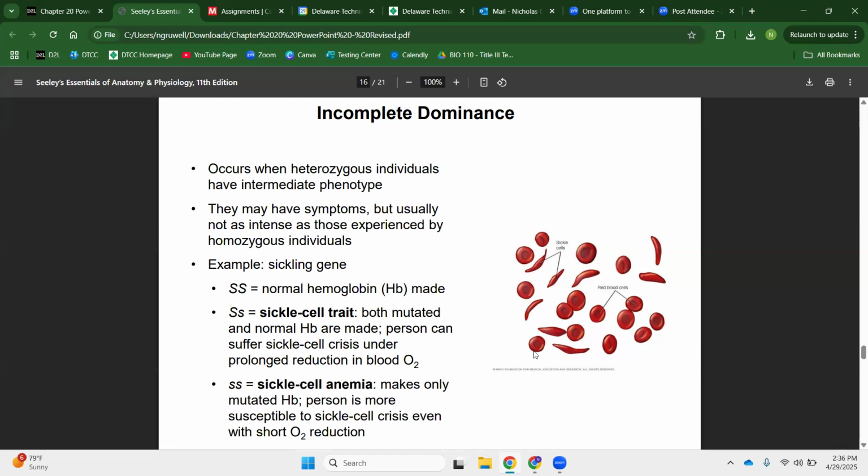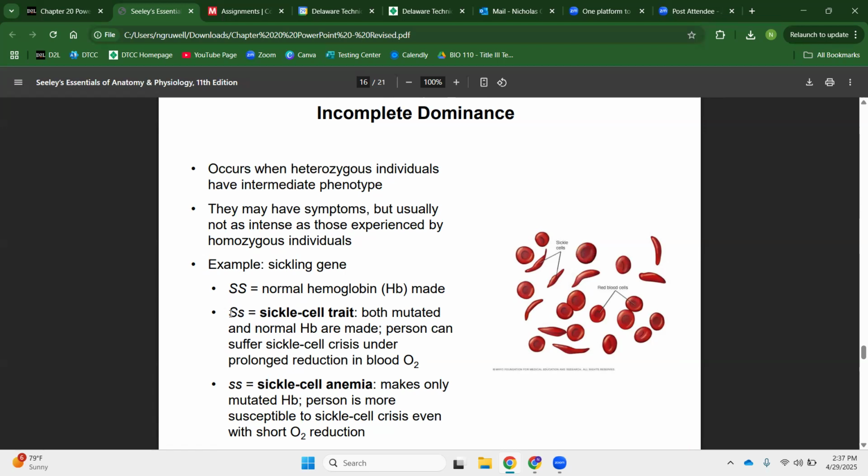The example we use here is sickle cell anemia. Someone with the heterozygous genotype is not going to show as severe symptoms as someone with the homozygous genotype. If you had two big S's for the sickle gene, you're going to have normal hemoglobin. You're going to have nice circular red blood cells. They're going to fit through all of your vessels quite easily. If you're heterozygous, big S, little s, we call that sickle cell trait.